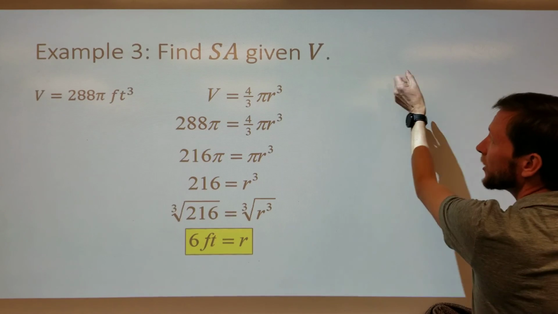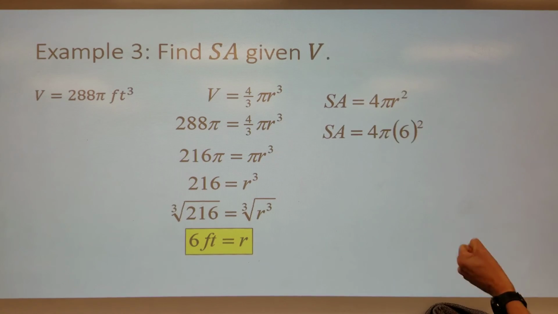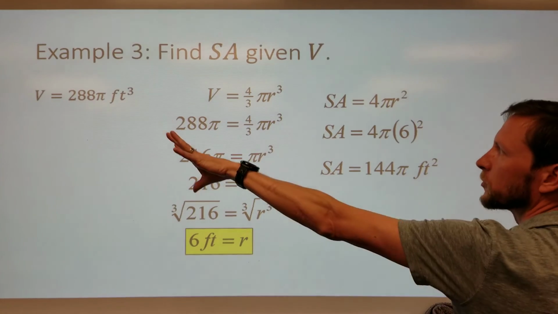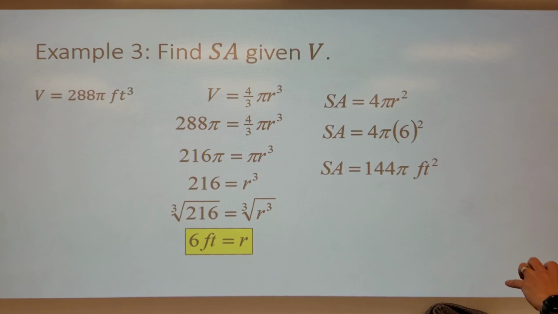Now we can use that in our surface area formula to take 4 times pi times 6 squared, which we may have even done earlier in this work here. 4 times 36 gives us 144 pi square feet. We started with cubic feet in terms of pi. We ended with square feet in terms of pi.